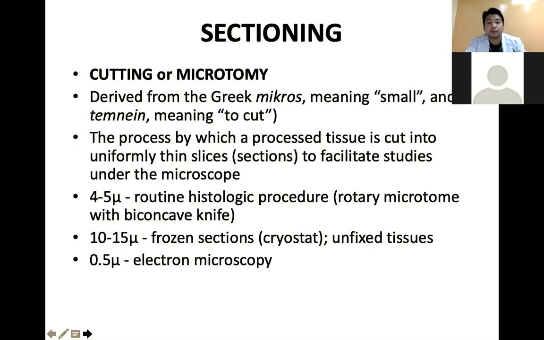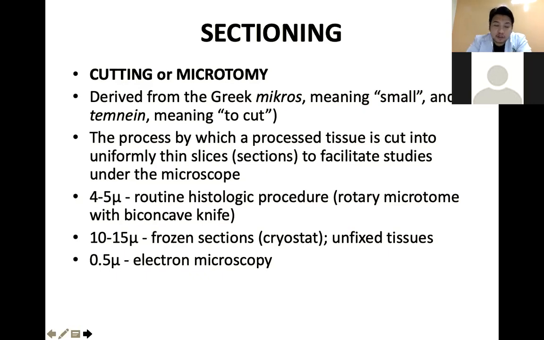It is the process by which a processed tissue is cut into uniformly thin slices to facilitate study under the microscope. Those thin slices of tissue are known as sections in histopath. Routinely, in our histologic procedure, the size when it is being cut or sectioned is 4 to 5 microns if we are going to use a rotary microtome with a biconcave knife, since that is the most routine.